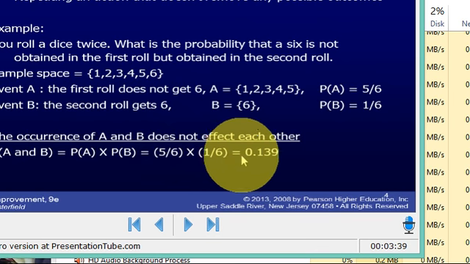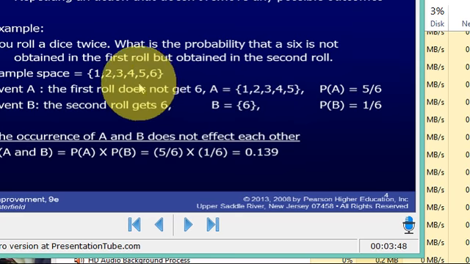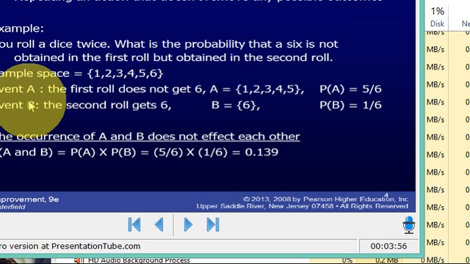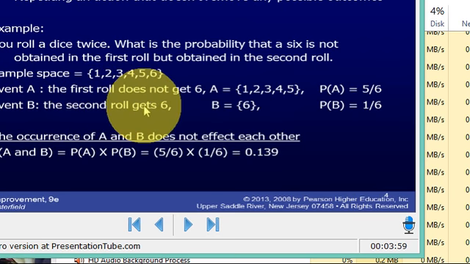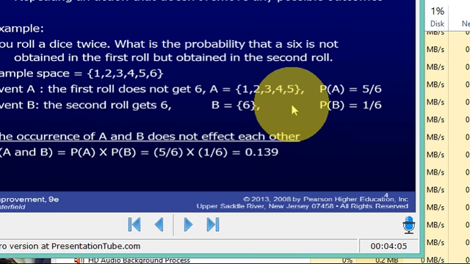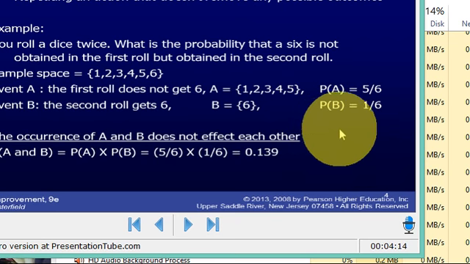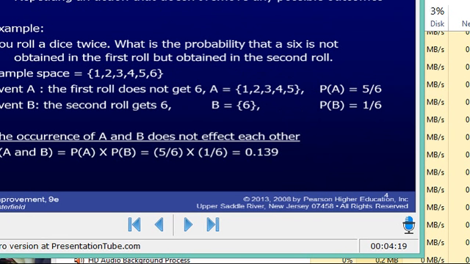I want to note that it's just a coincidence that A and B do not have overlap in the outcomes. For independent events, they could have overlaps in the outcomes because they are totally independent. For example, my event B could be that the second roll does not get a 6 either. Then B will be the same as A: 1, 2, 3, 4, 5. If I ask you to find the probability that neither the first roll nor the second roll gets a 6, then the probability will be 5 over 6 times 5 over 6. This is because your first roll and your second roll are independent.